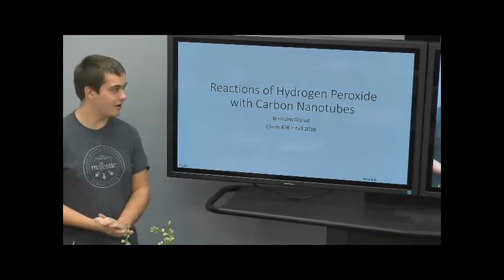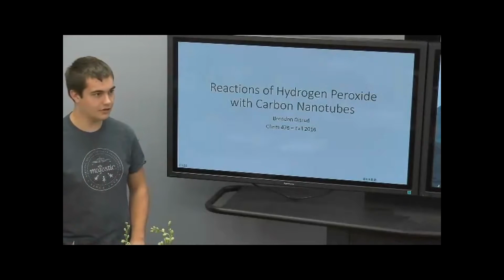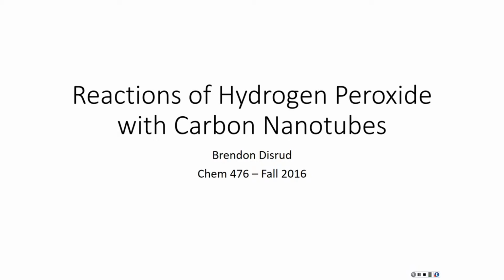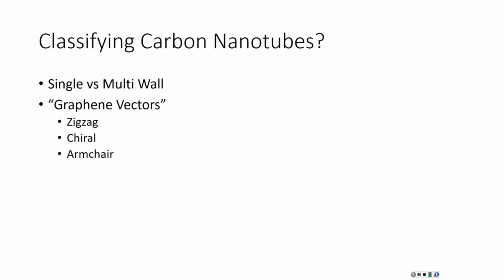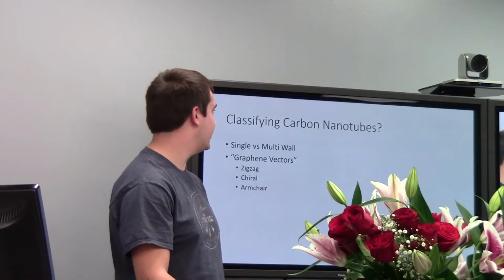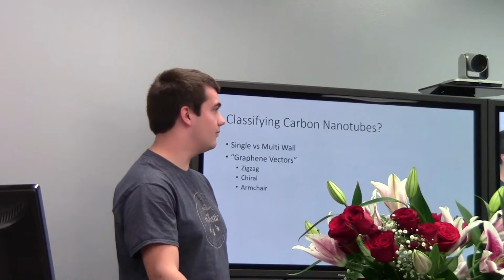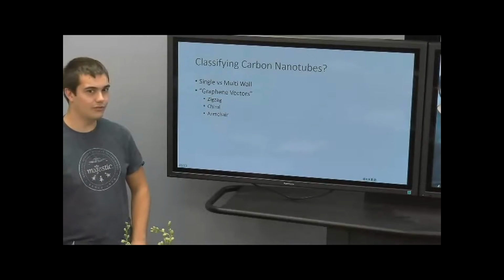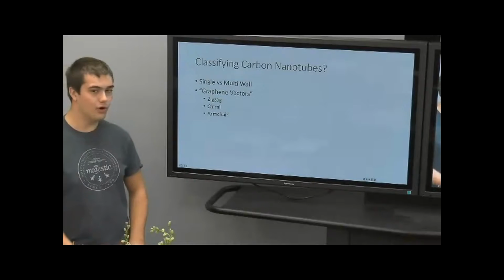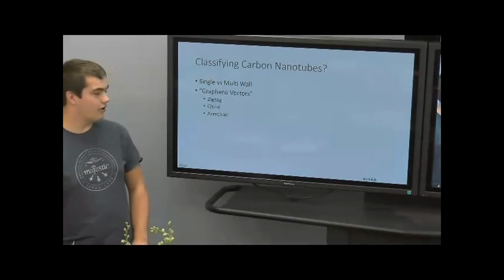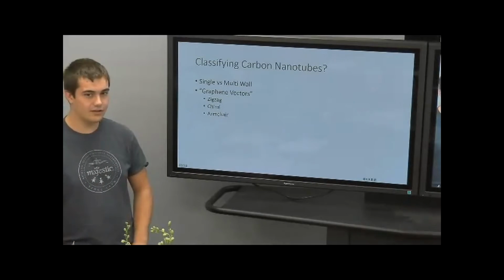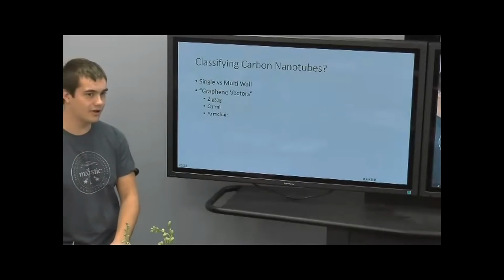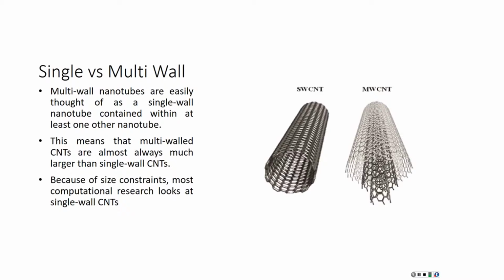All right, I'm Brendan. I was looking at the reaction between carbon nanotubes and hydrogen peroxide. A little bit first on all the different types of carbon nanotubes. They're split up into single-walled and multi-walled, but we're going to be using only single-walled, and only one specifically because single-walled are much smaller. And then there's also a specific vector that is applied to the carbon nanotubes, which describes their shape.